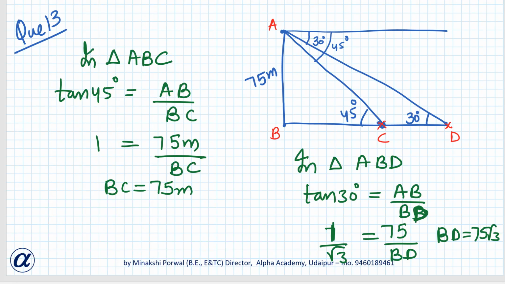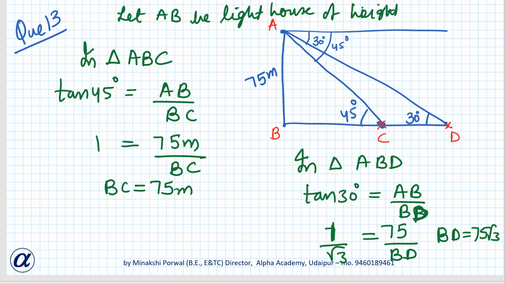Okay. Here in the beginning you can write, let AB be the lighthouse of height 75 meters. C and D are ships. So in every question you have to write what you are assuming and then you should proceed.